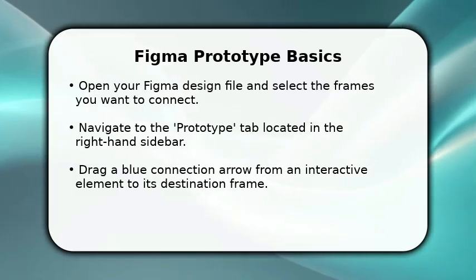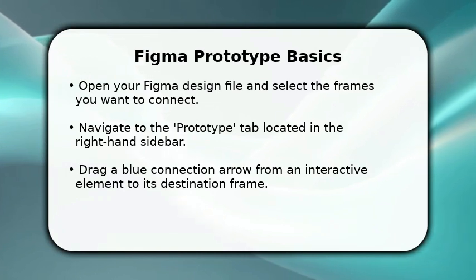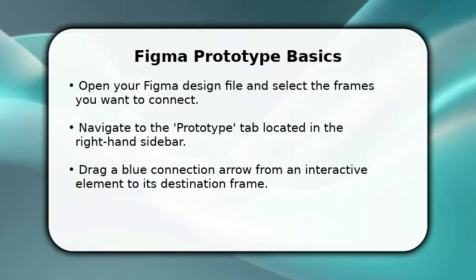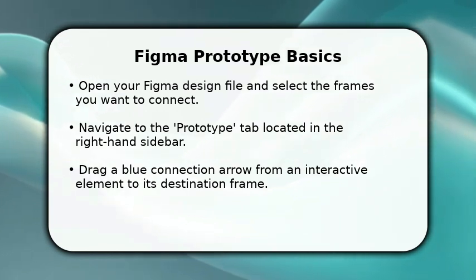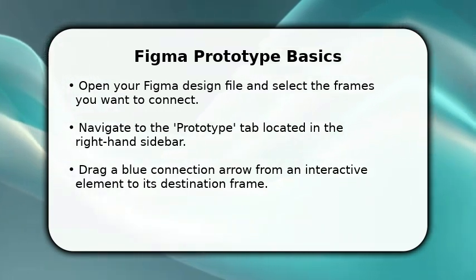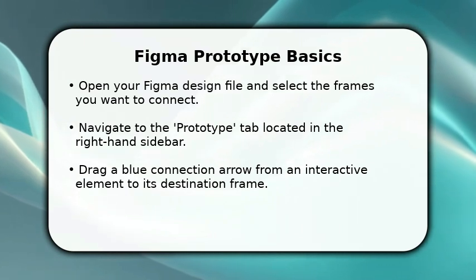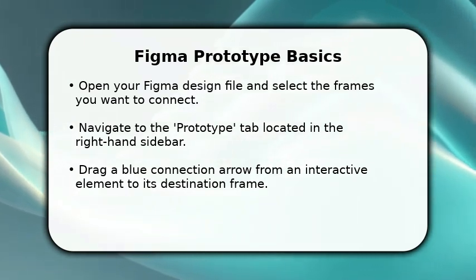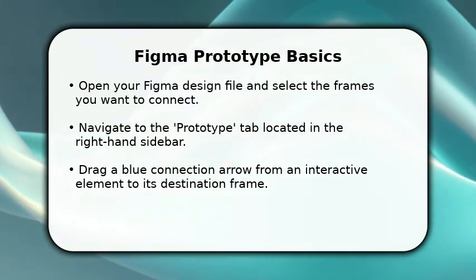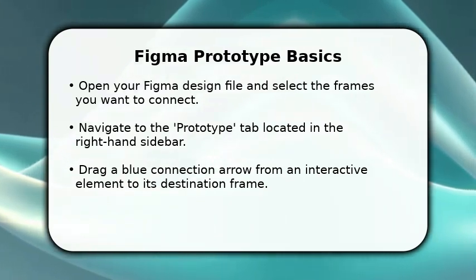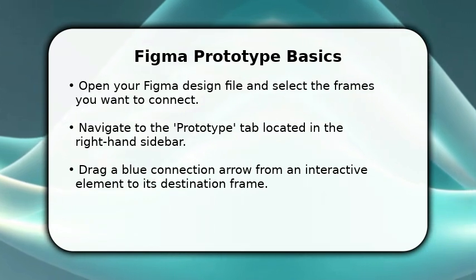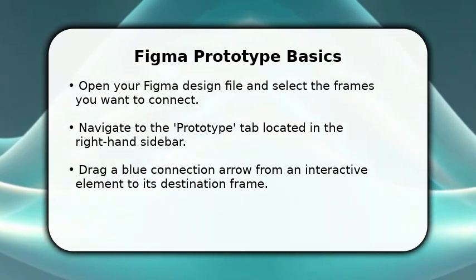In this video, I will explain how to make interactive prototypes in Figma. First, open your Figma file and select the frames you wish to connect. Navigate to the Prototype tab in the right sidebar. Here, you will see options to add interactions. Drag a connection arrow from an element to its destination frame. Choose your desired animation and easing for a smooth transition. This initial setup is crucial for bringing your designs to life.